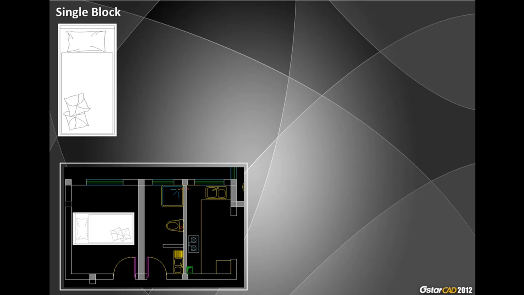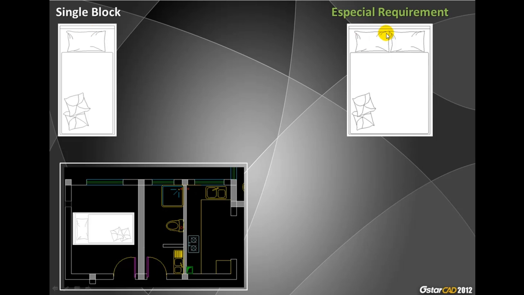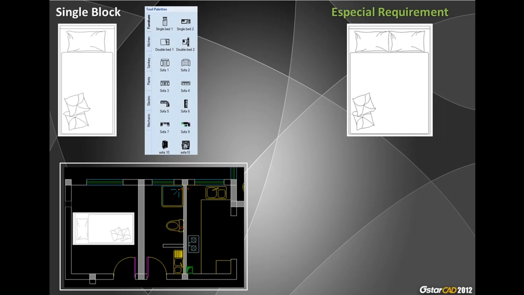But your customer maybe does not agree with this single block, because he has a special requirement. So this is his special requirement. He will call you and ask if it is possible to change this single block to this special requirement, and your answer is yes, you can do it. So you go to your tool palette to find this special requirement and insert it in your drawing, but you cannot find it in your tool palette. So what are you going to do with your single block to change it to this special requirement?